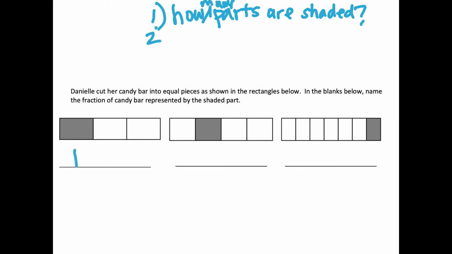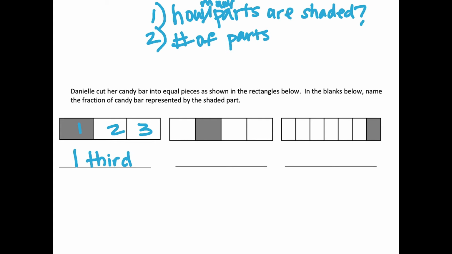And then the second thing I'm going to do is count how many parts have been partitioned. Number of parts. So I have 1, 2, 3. That means that they partitioned this into thirds. Okay, it's not 3, it's thirds. Okay, easy peasy, right? Not too bad.